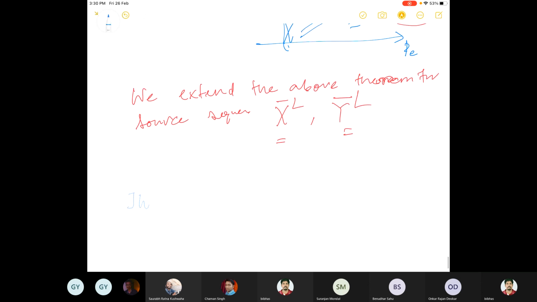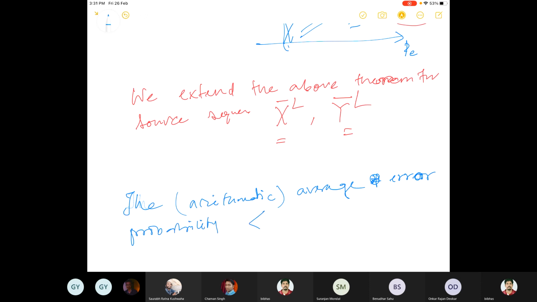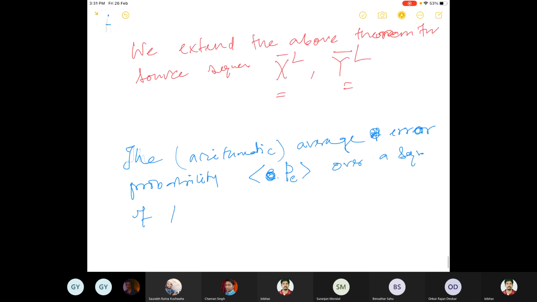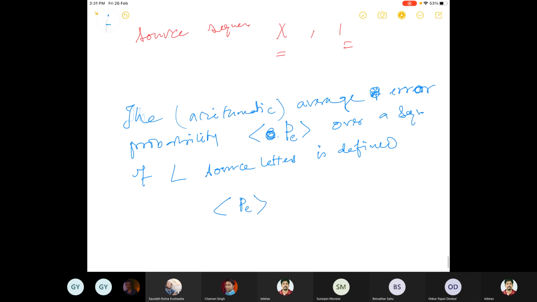The arithmetic average probability of error, or the error probability, let me define as PE over a sequence of L source letters. This is just the arithmetic mean, you can say. So probability of E is nothing but the sum over 1 by L of PE l, where l equals 1 to L. Now I'll tell you what the small l is.